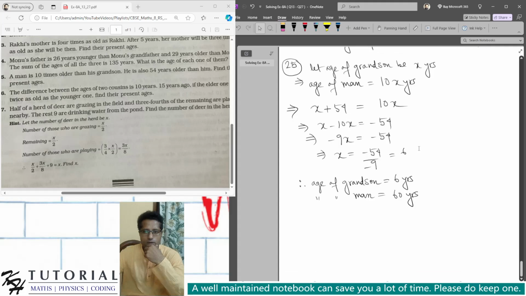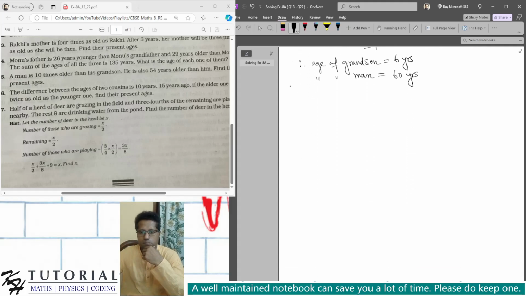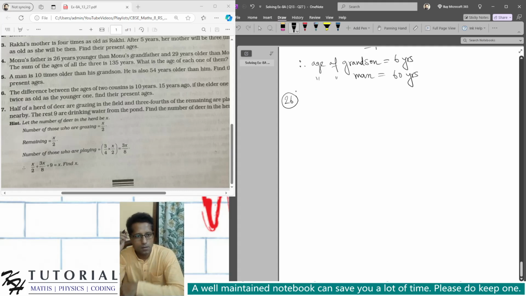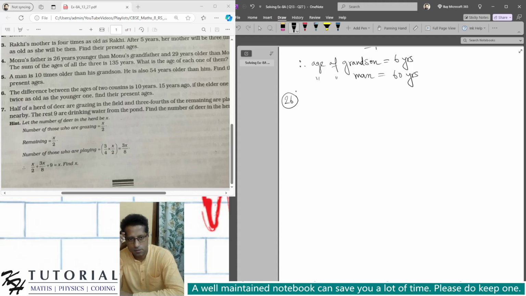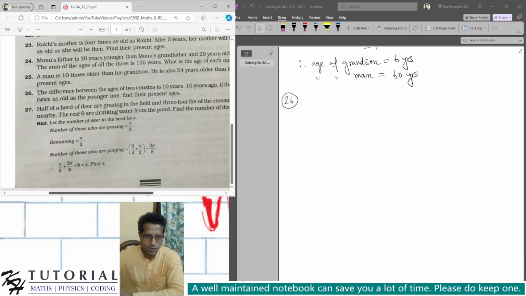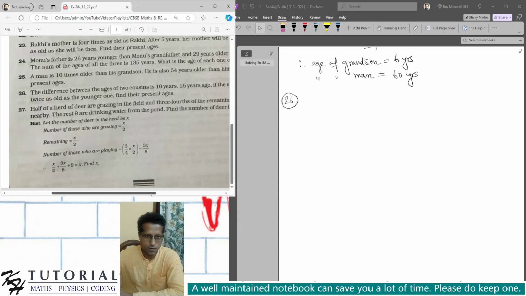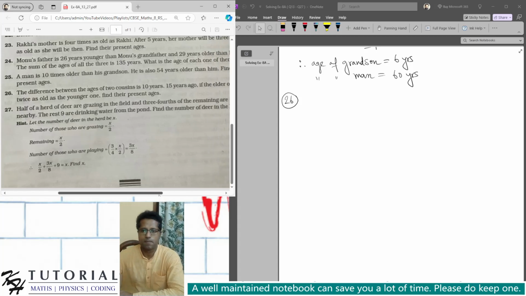Let's do problem number 26. The difference between the ages of two cousins is 10 years. 15 years ago, if the elder one was twice as old as the younger one, find their present ages. Okay.